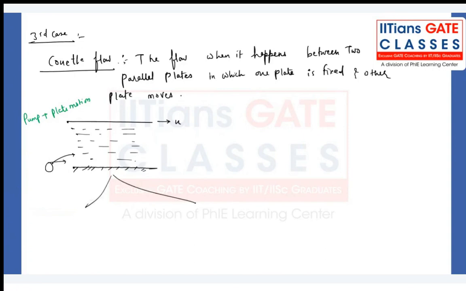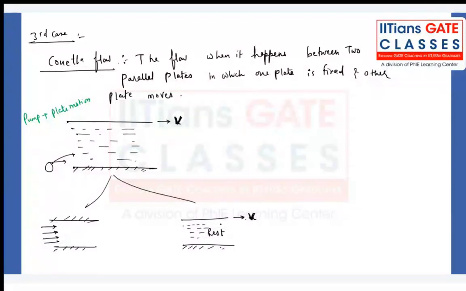So I can divide it into two segments. One is just like two fixed parallel plates where the fluid is being pumped like this, and the other case is the simple one, where one plate is fixed and the other plate starts moving with some velocity, let me call it capital V here. Fluid is at rest. Fluid is not moving; it moves just because the plate is moving. We don't have any pump. Here we have a pump, and here we have no pump.